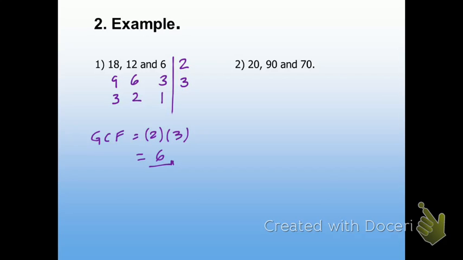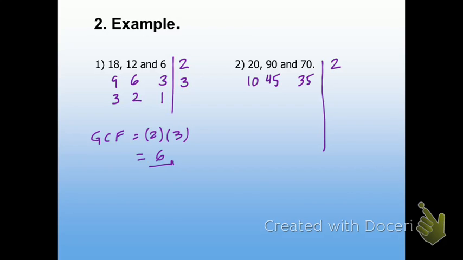Let's work with another example. 20, 90, and 70. Again, I draw my line here, and I start finding those prime numbers that can divide 20, 90, and 70 at the same time. I can see that they are even numbers. That means that they can be divided by 2. So I divide 20 by 2, it's 10. 90 by 2 is 45. And 70 by 2 is 35. 10 can still be divided by 2, but 45 and 35 cannot. So I have to stop using 2.